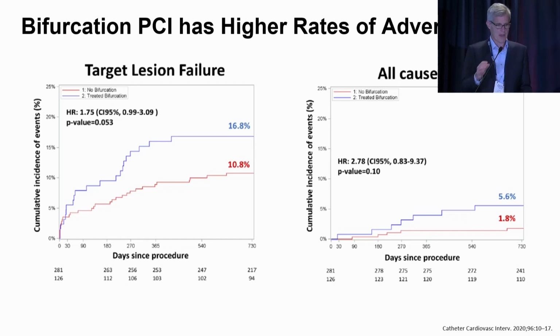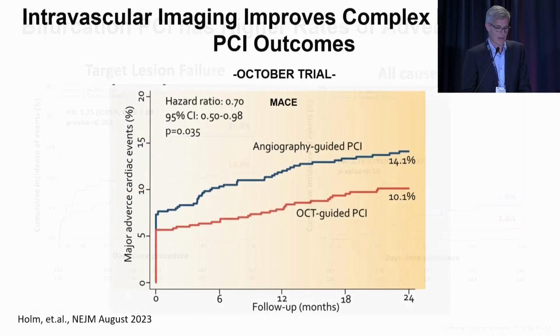So we know that bifurcation PCI has higher rates of adverse events. So your patient, by the fact you're doing bifurcation PCI, is more likely to come back and their stents are going to be less durable. So the stakes are higher. You need to do a better job, I would argue.